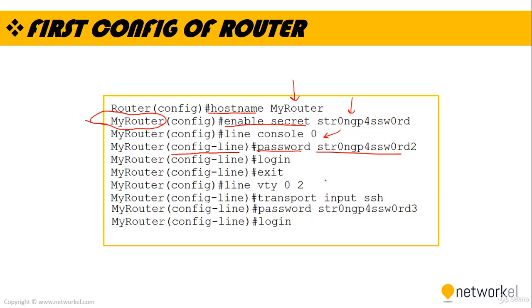After, we are defining a password also for the line VTY access ports, which are the ports used for remote access. Then we are defining a remote access method, which is SSH, the secure one, as you know. Then we are typing the password for the VTY access, as you can see here.